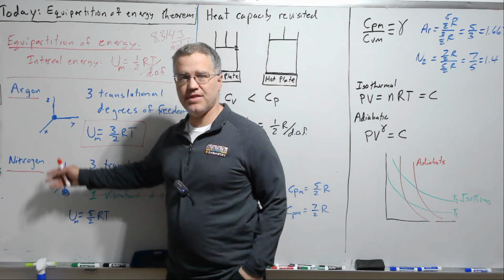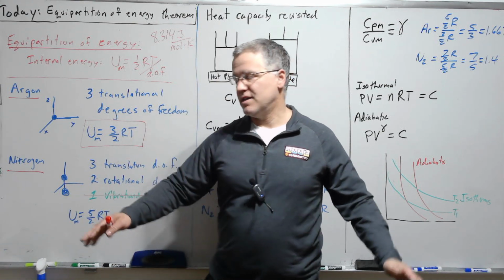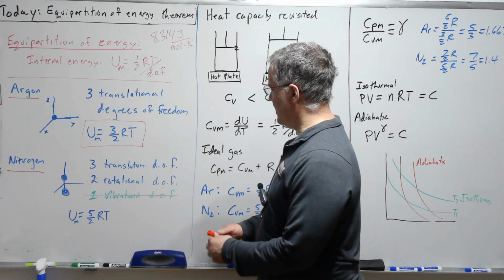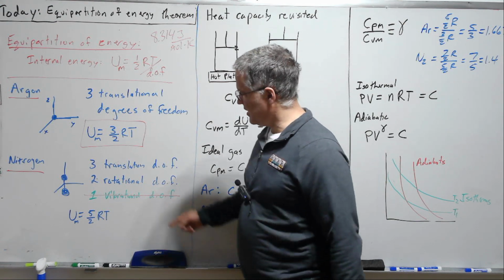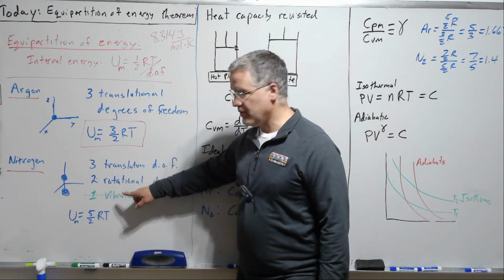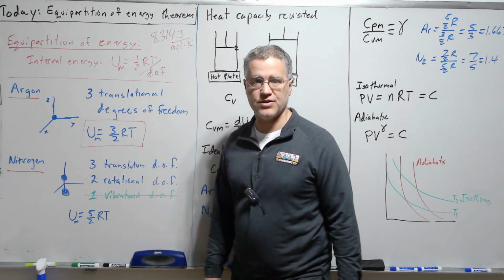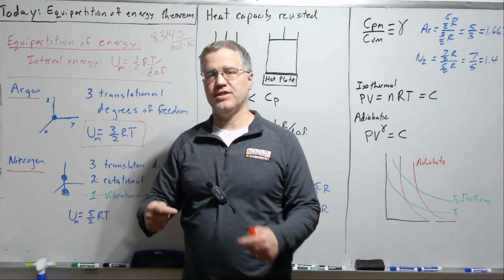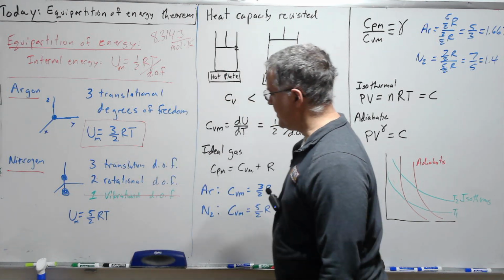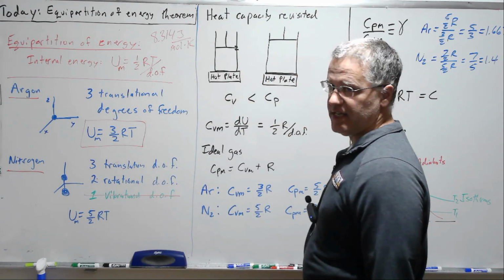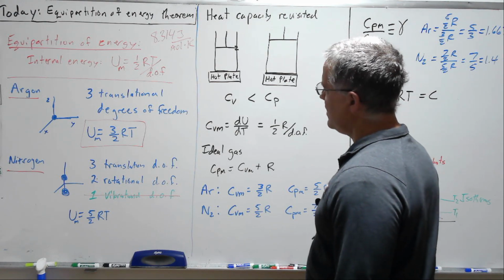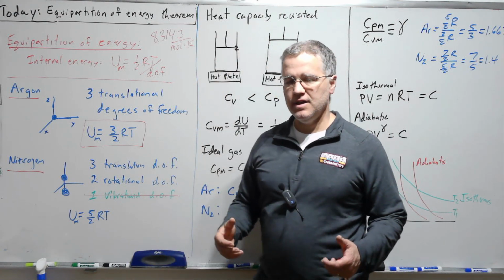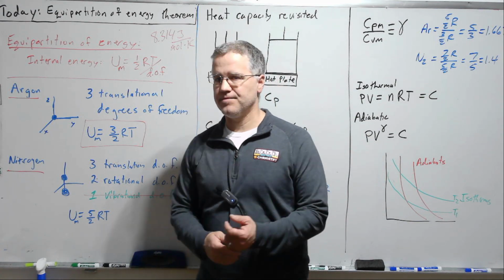So maybe you could take a minute and think about, what if we had water vapor here? And we only consider rotations and translations. In that case, we would pick up another rotational degree of freedom because the water is not linear. So we'd have 3 rotational degrees of freedom. So that would be 6/2 or 3 RT for water. All right, so this is the idea of equipartition of energy. Very handy. Let's see how it's related to heat capacity.